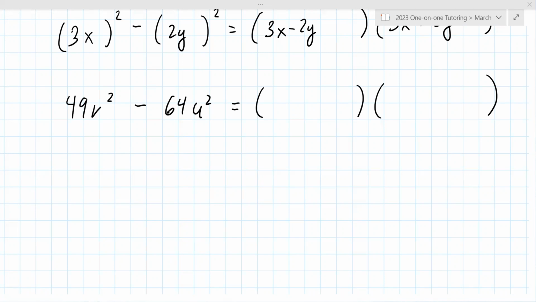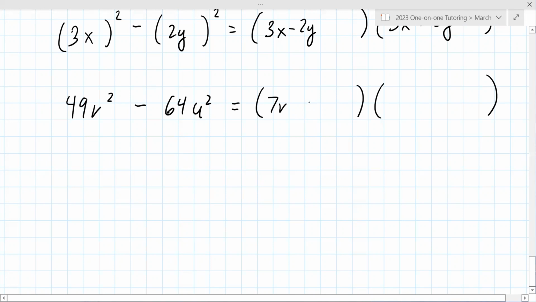So then, 7v squared. Yes. Okay. 7v and then plus 64. I think that would be 8 times 8u. What goes in between them? Plus. Okay. How about the other one? 7v minus 8u. Very good. Very good.